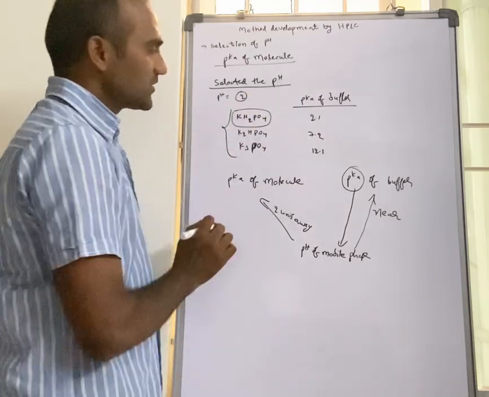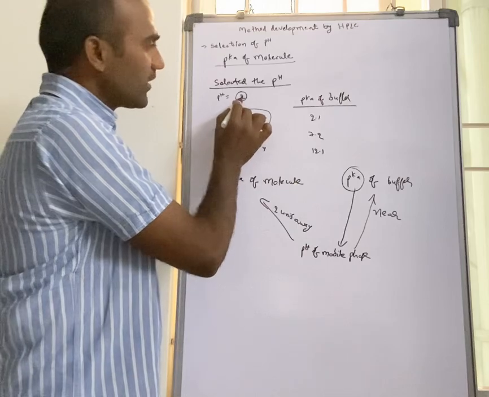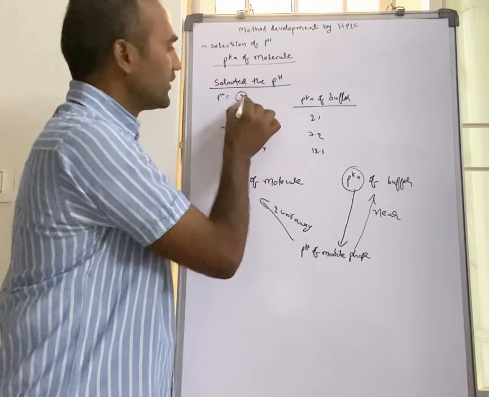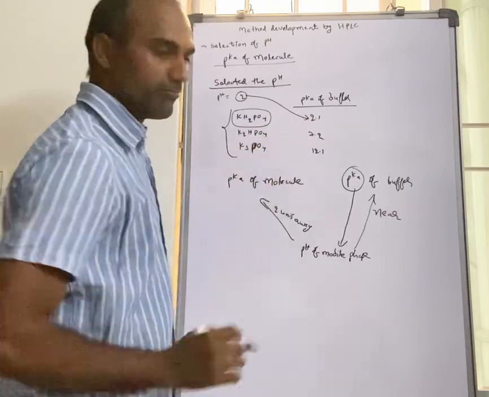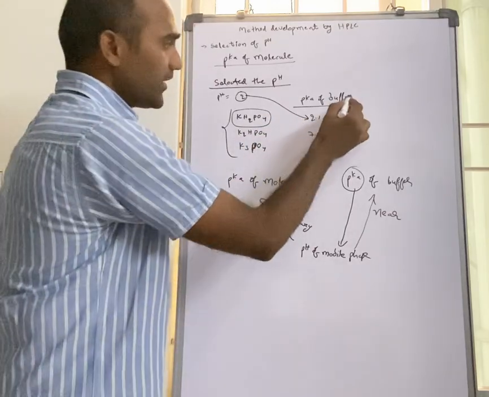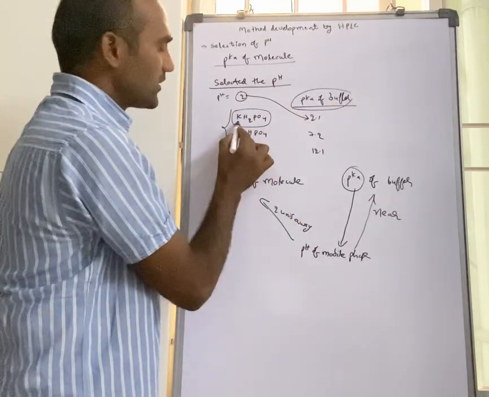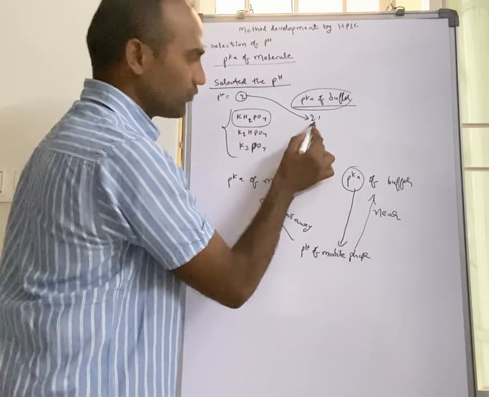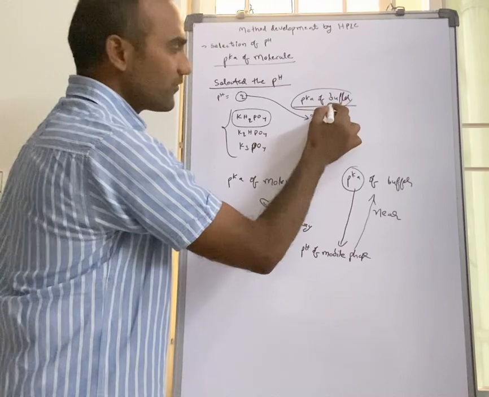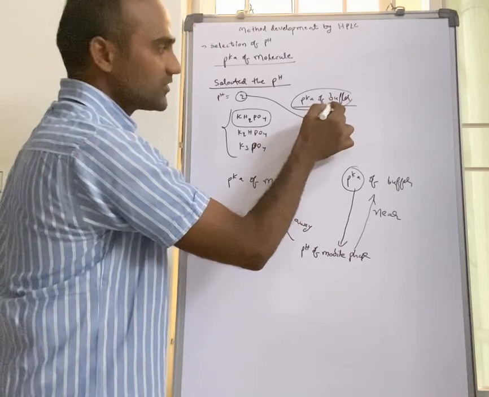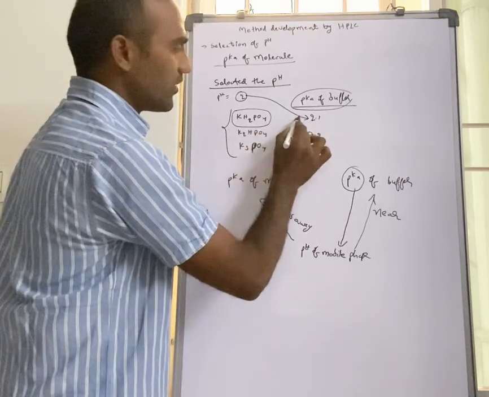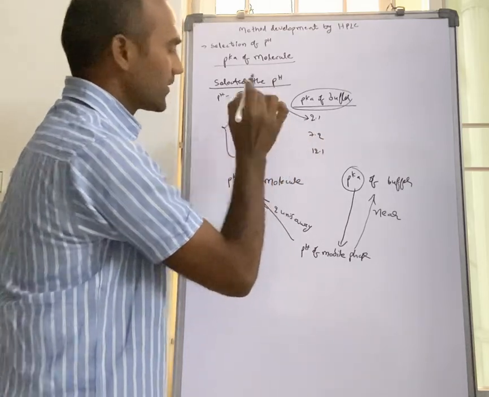For this pH, which pK of the buffer is near to pH 2? This is near to 2.1. The pK of the monobasic potassium phosphate buffer is 2.1. So this buffer will work, and the capacity of this buffer will be more at pH 2. So we have to select this buffer for this pH.